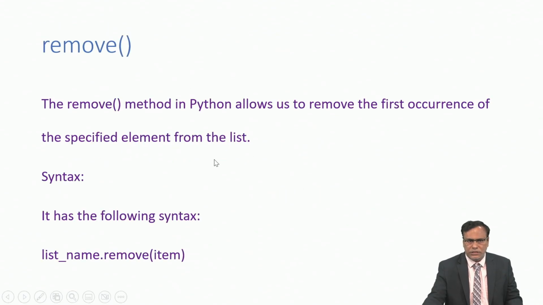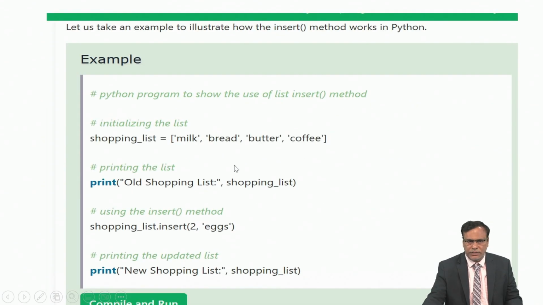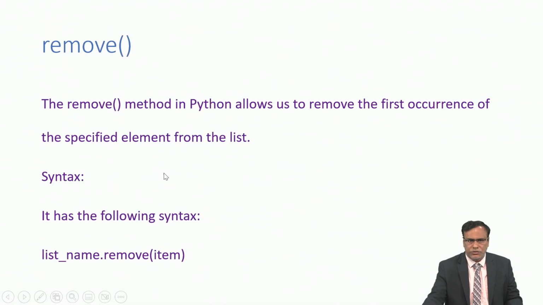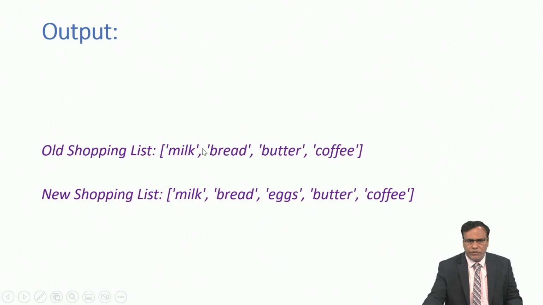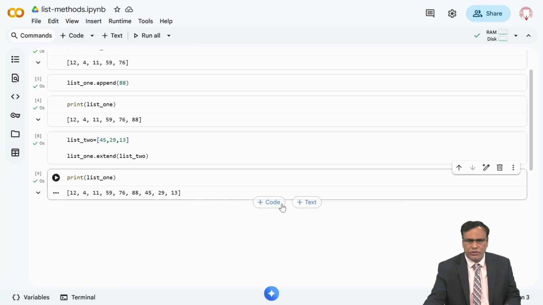So this is the output for the previous one. This is the original list: milk, bread, butter, coffee. At position 2 I have added a new item, that is eggs. So in the new shopping list I have got these eggs.